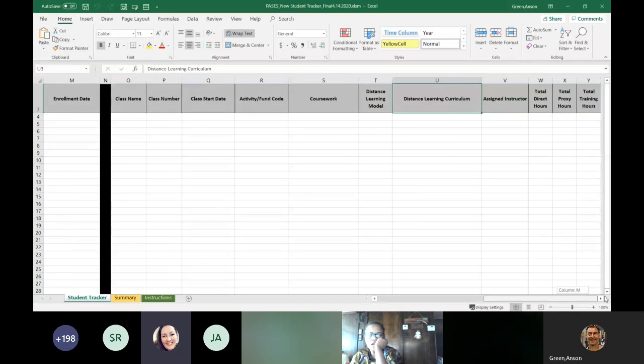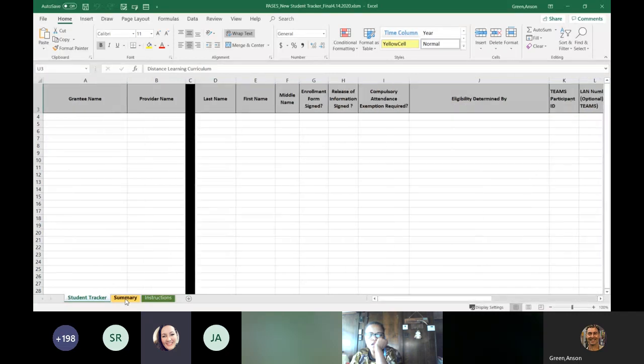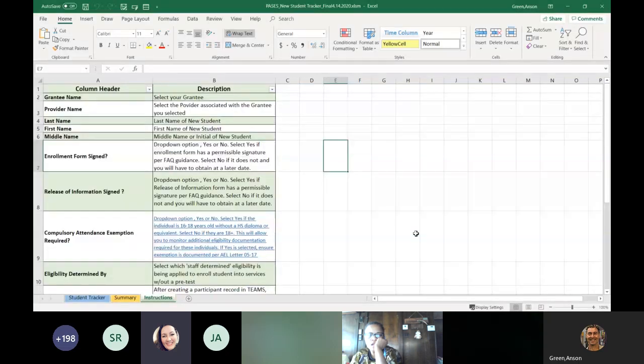So Anson, I'm going to ask you to select the third tab on there, which is the instructions tab. So the instructions tab is going to be a breakdown of each column, and then we've provided a description there to kind of help you better understand the information we're wanting you to place into the tracker.